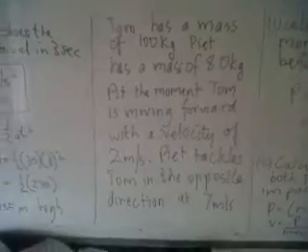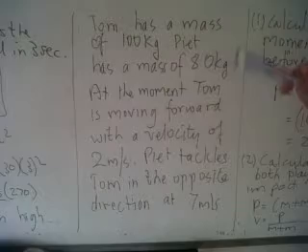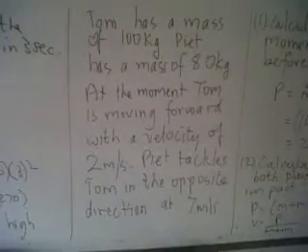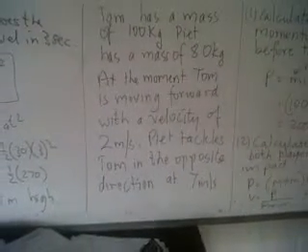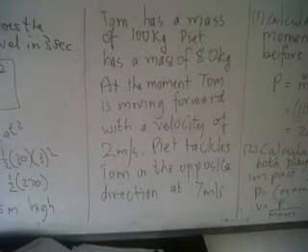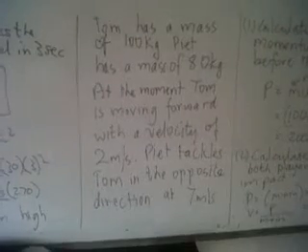Here is another type of sum. Tom has a mass of 100 kilograms and Pete has a mass of 80 kilograms. At the moment, Tom is moving forward with a velocity of 2 meters per second. And Pete tackles Tom in the opposite direction at 7 meters per second. He's running at 7 meters per second. The other one is running at 2 meters per second.